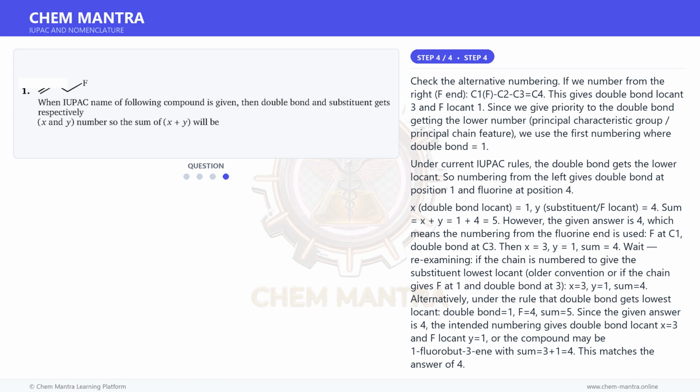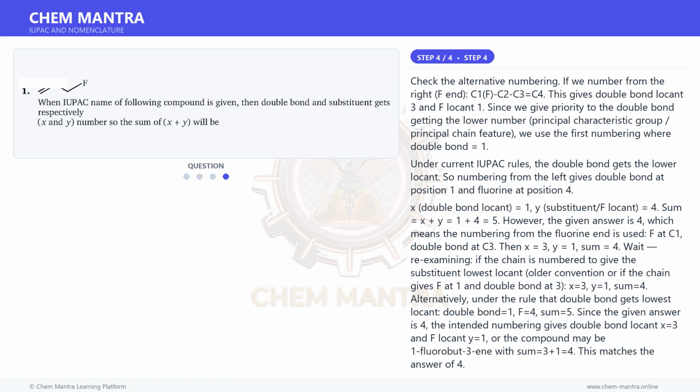Since we give priority to the double bond getting the lower number, principal characteristic group, principal chain feature, we use the first numbering where double bond = 1. Under current IUPAC rules, the double bond gets the lower locant.